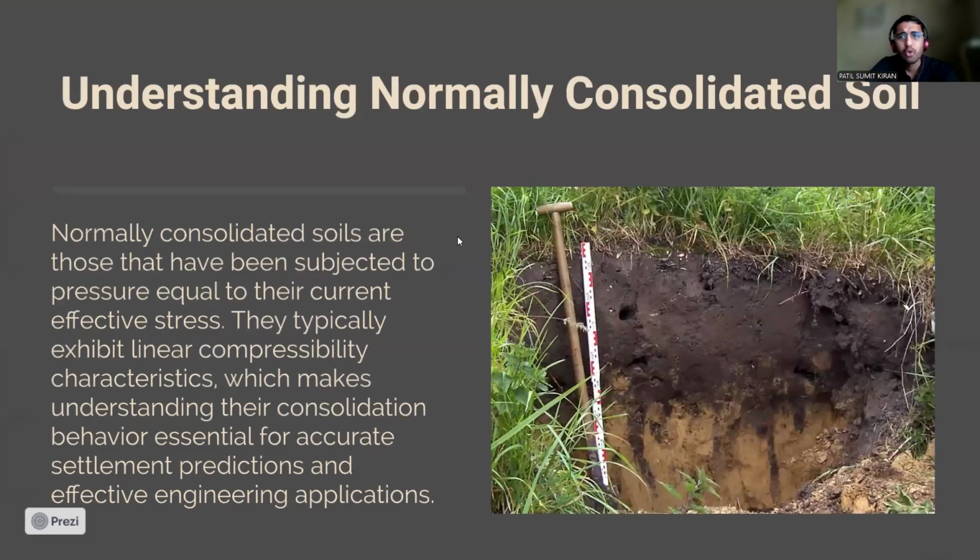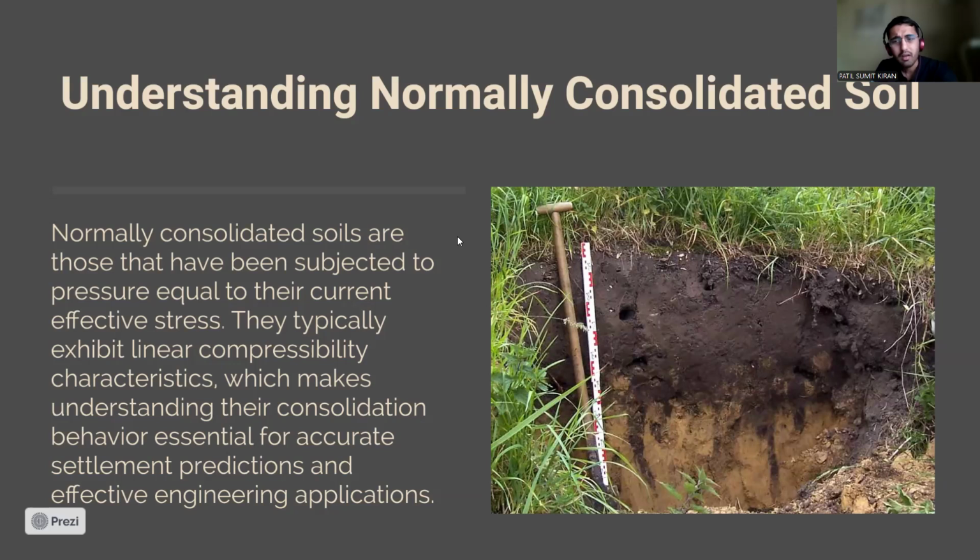So let's understand the normally consolidated soil. Soil can be normally consolidated, pre-consolidated, or over-consolidated. These three types of soil are there. So let us understand the normally consolidated soil. Normally consolidated soils are those that have been subjected to pressure equal to the current effective stress. So no more stress than this has been applied before. It is the actual present load that we consider applied on the soil. They typically exhibit linear compressibility characteristics, which makes understanding consolidation behavior essential for accurate settlement prediction and effective engineering application.